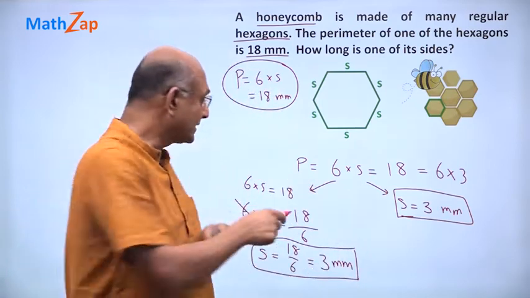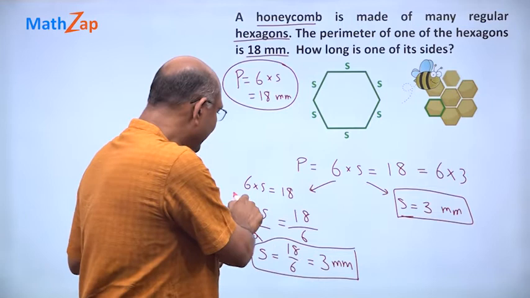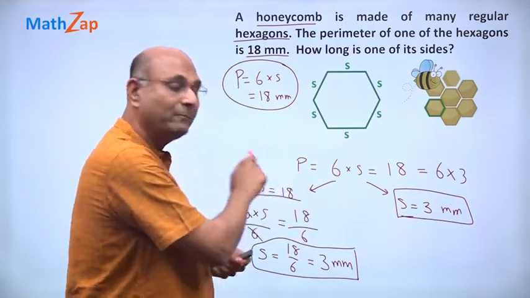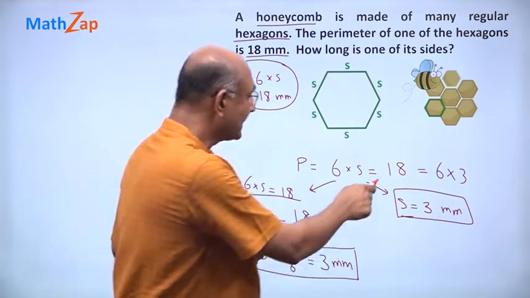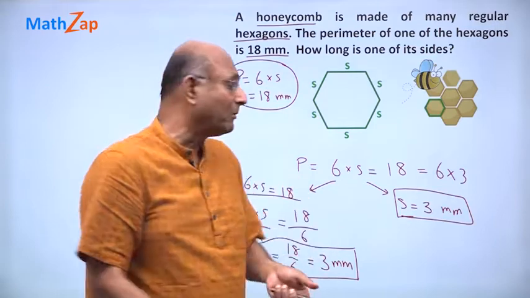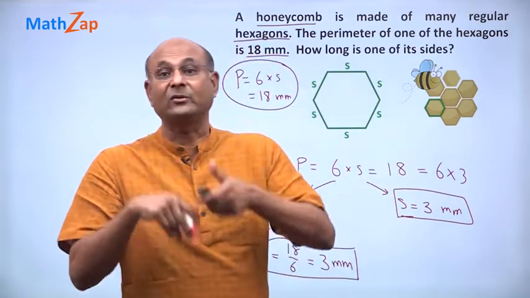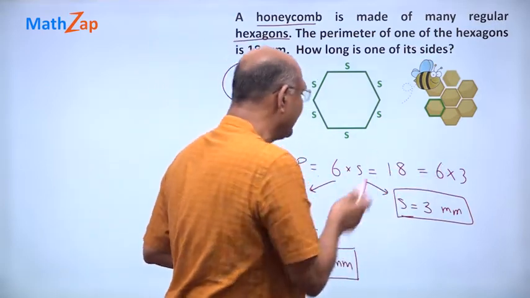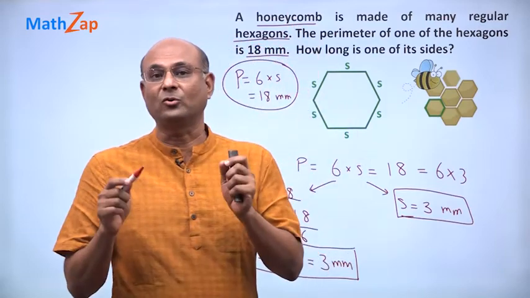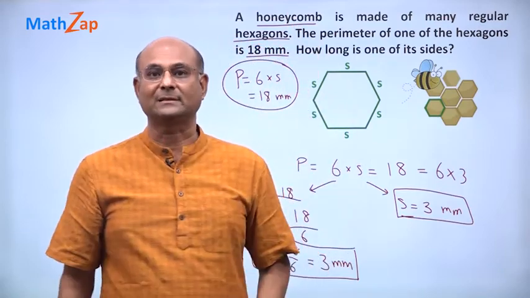So this is one approach where we are taking this equation and dividing both sides by 6. This is another approach where we are trying to think about 18. 18 is 6 into what? 18 is 6 into 3. So S must be equal to 3 millimeters.